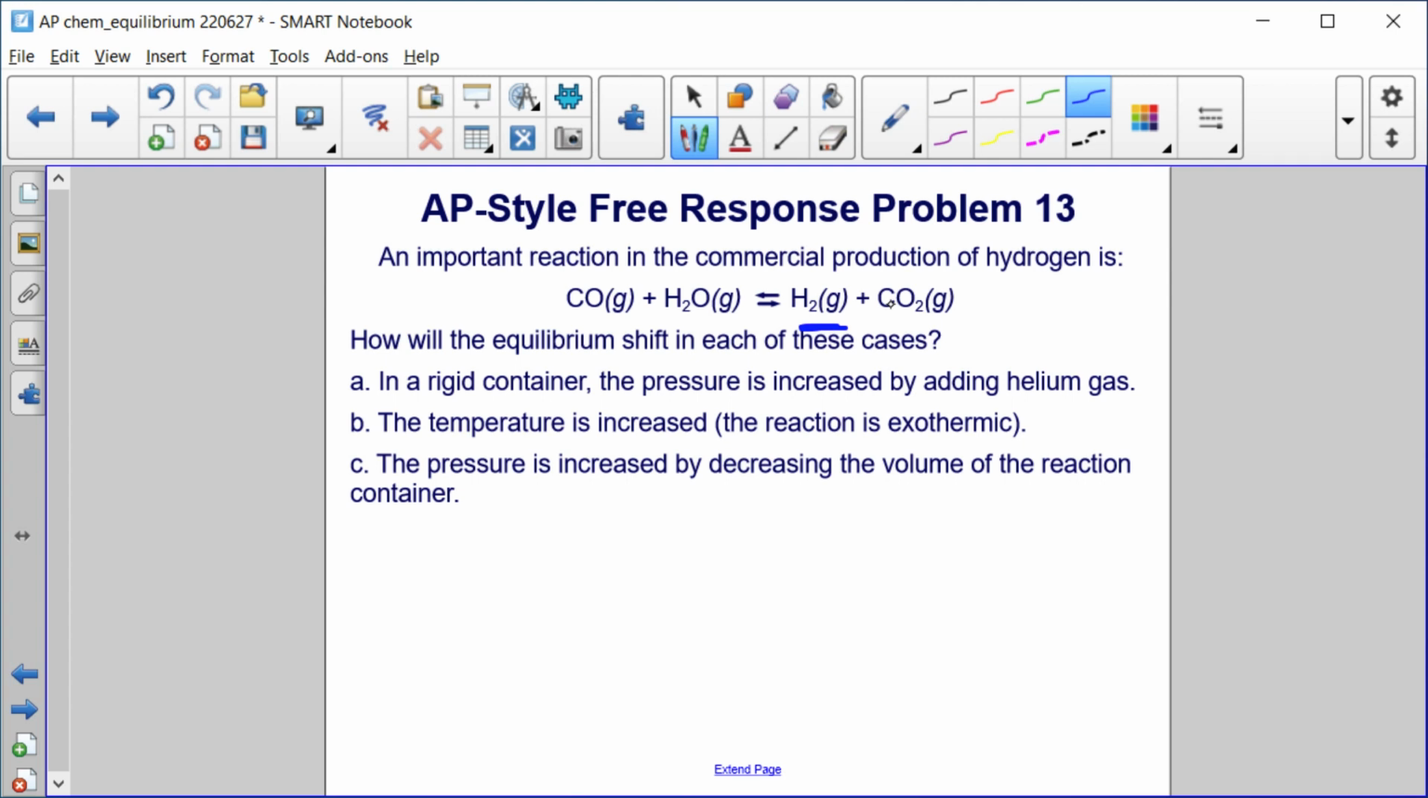A, in a rigid container, the pressure is increased by adding helium gas. B, the temperature is increased. The reaction is exothermic. And C, the pressure is increased by decreasing the volume of the reaction container.